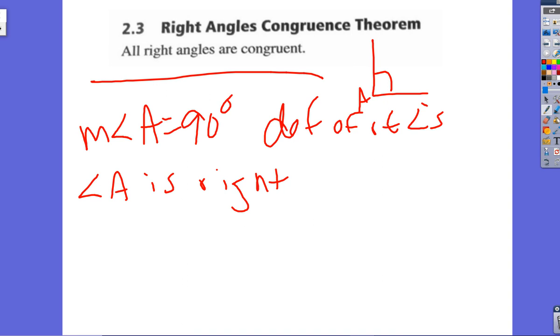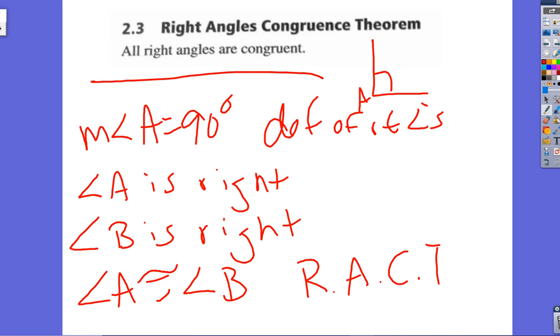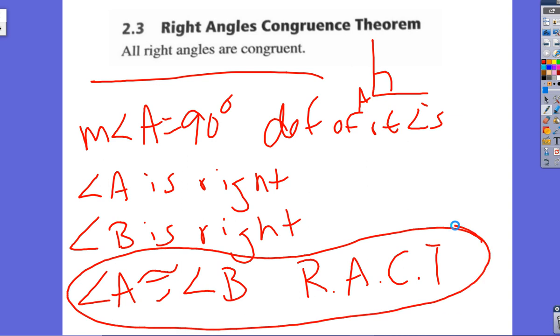And then if somewhere else in the proof I had that angle B is right, I can then say that angle A is congruent to angle B by our right angles congruency theorem. And so that's how we would utilize our right angles congruency theorem in practice. Once we actually state that two angles are right, then once they are classified as right, I can classify them as congruent using the right angles congruency theorem.